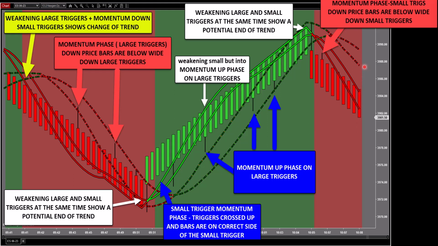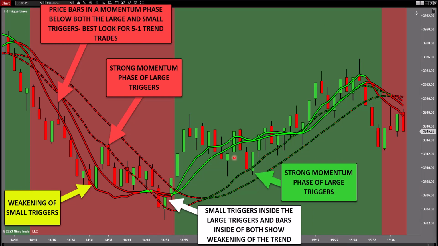Now, no matter what chart you use, the read of our trigger lines is universal. If you use a daily Tesla chart, it doesn't matter. If you use a cryptocurrency daily chart or a 4-hour chart, it doesn't matter. The look is the look is the look.